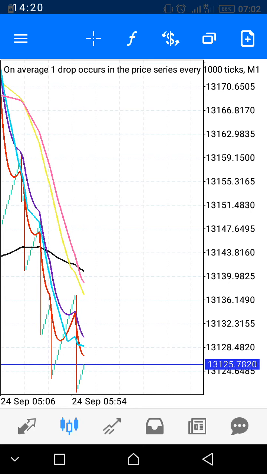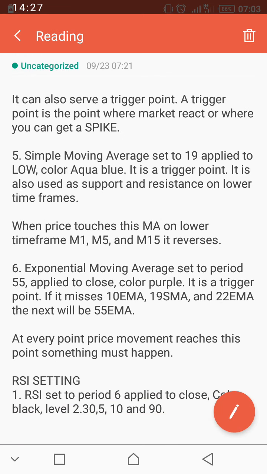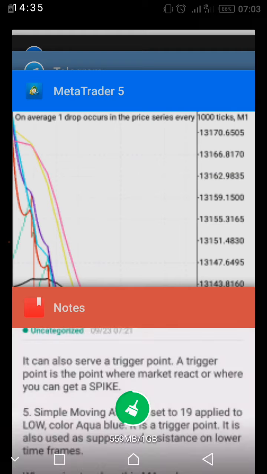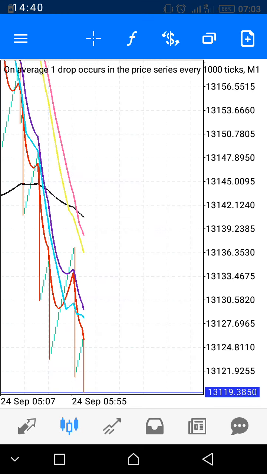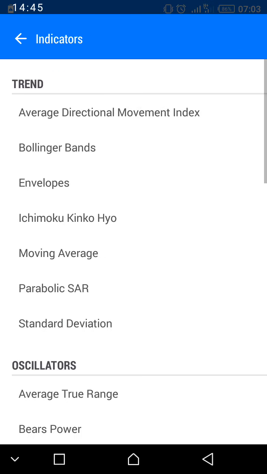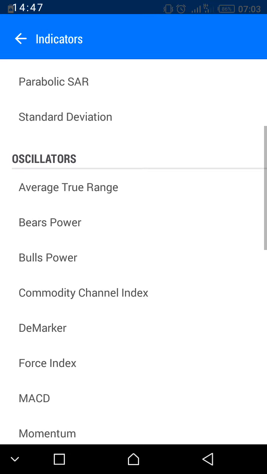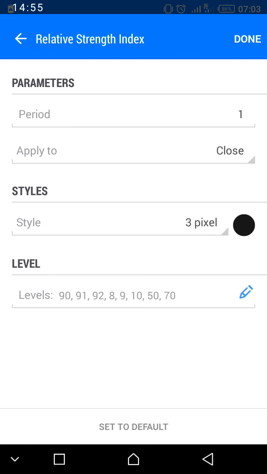So what's the next indicator? We are through with the main indicators now. Now we want to set up our RSI setting. RSI setting is very important in trading boom and crash. You go here, you click on F, like as usual, and then you click on F plus. Then this time around you look for RSI, relative strength index. That's the meaning of RSI. You click on it. Then you set period to 6.